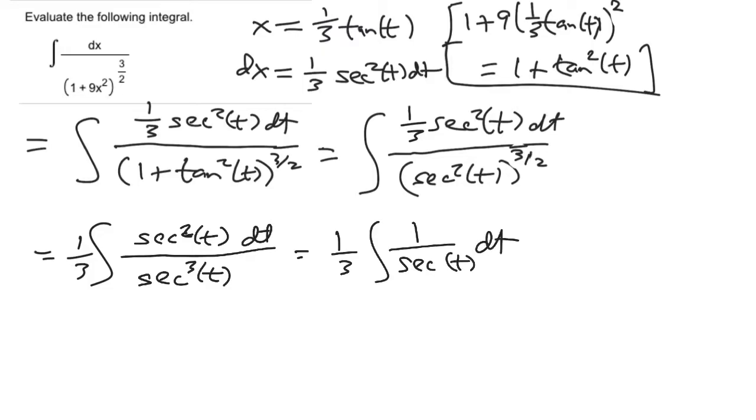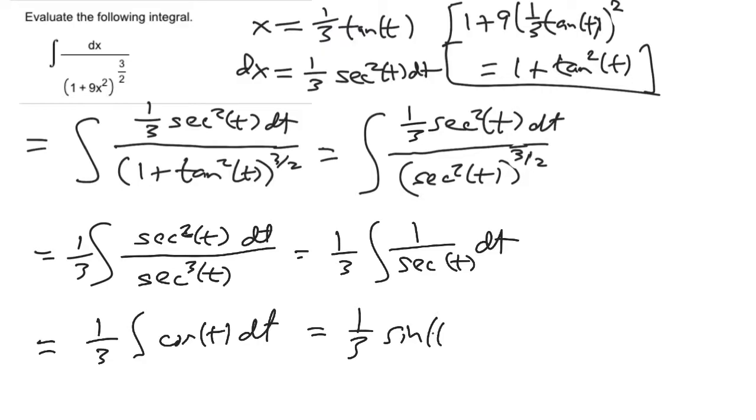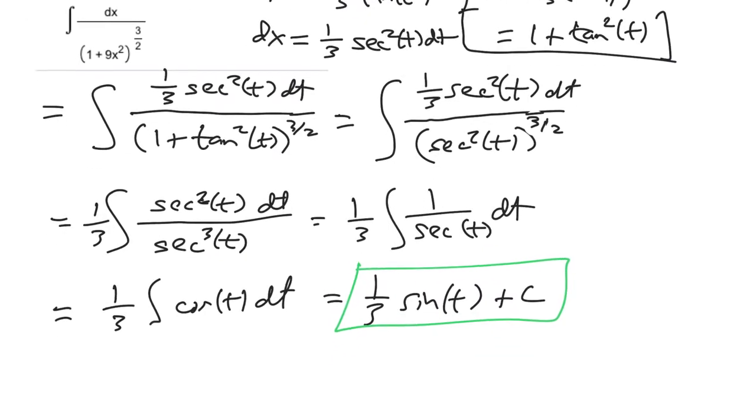But the great thing about this problem is that 1 over secant is just cosine. Remember, secant is the reciprocal of cosine, so 1 over secant is just cosine of t. And cosine of t's antiderivative is sine of t. So this will be my antiderivative, but that is in terms of t, not x. And so I need to do one more step to get my final answer in terms of x.